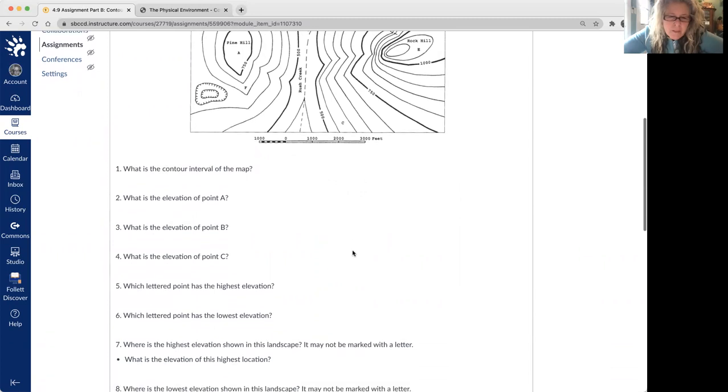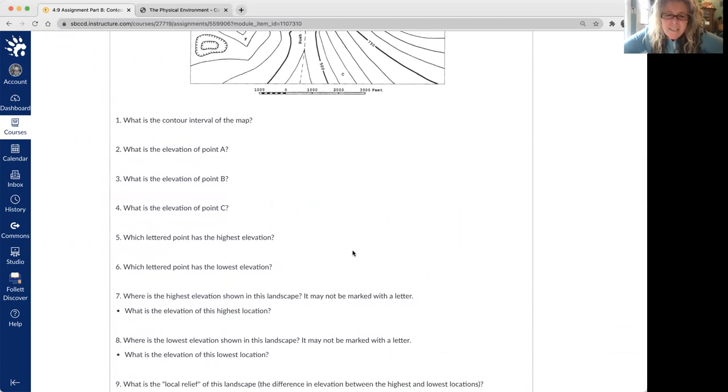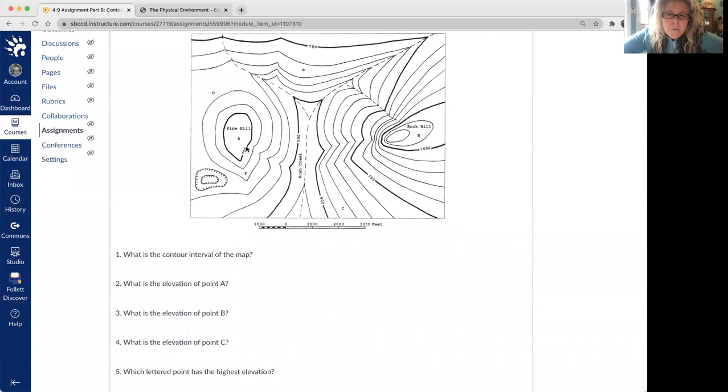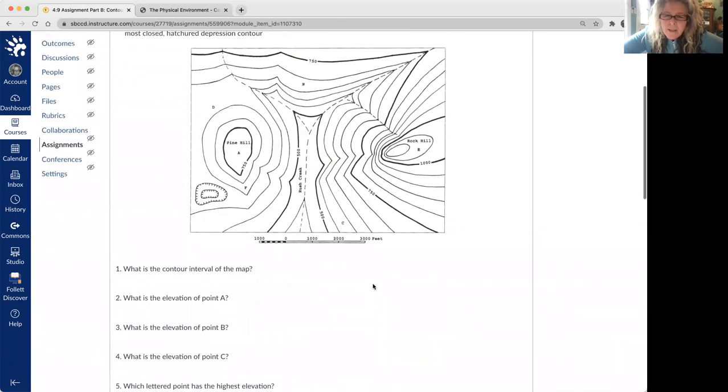Okay. Which lettered point has the highest elevation? Okay, well, let's look. So this one is at 750. That's A. Right? Remember, points are closed. The top of the hill is closed. I'm going to go with E. Which lettered point has the highest elevation? Well, it's going to be E because we're already at 1,000 here. That means this is 1,050. That means this is 1,100. So it's going to be E.